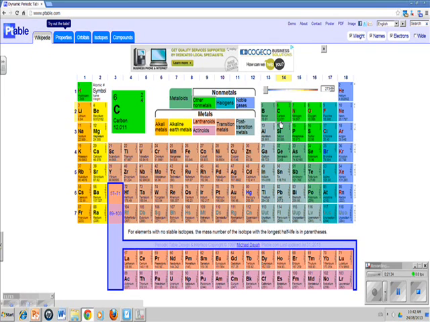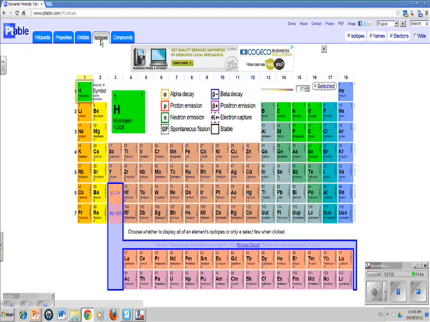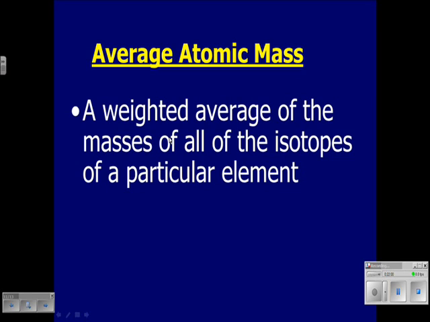This mass is what we call a weighted average, okay? And a weighted average takes into account how many carbon-12s there are and how many carbon-14s there are. Here we've even got a table of isotopes. This is kind of neat. I didn't see that. What are the different isotopes? How does it tell me the isotopes? Anyway, let's keep going here.